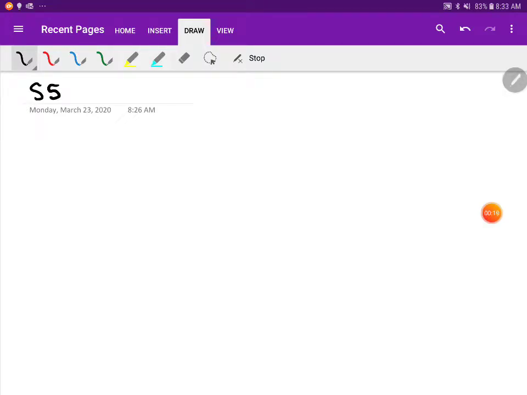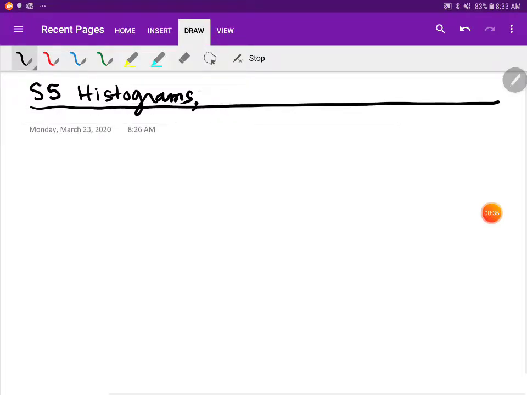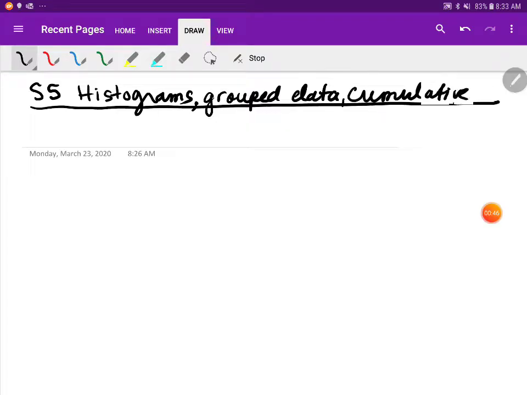Now, S5 is one of my favorite lessons to teach in class because I gather data from my class itself. So I'm looking at these notes from a few years ago, and it's so funny. Let me give you the title. S5 is about histograms, grouped data, and cumulative frequency.